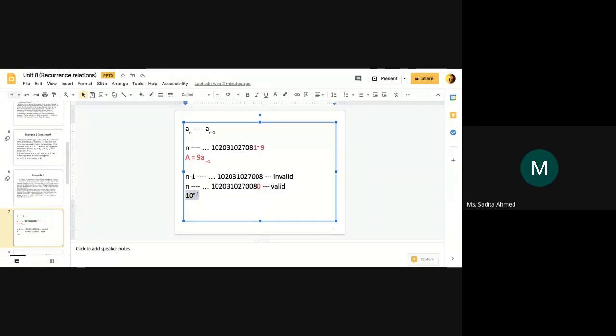How we got this number? Is it clear to everyone? Yes, ma'am. Okay, thank you. Just the basics of counting.